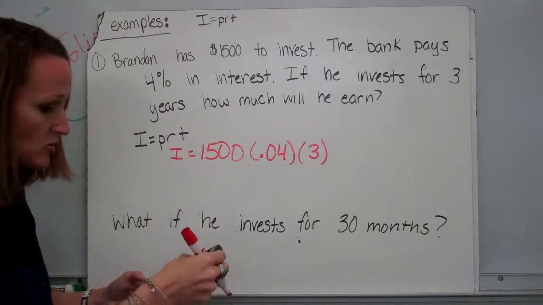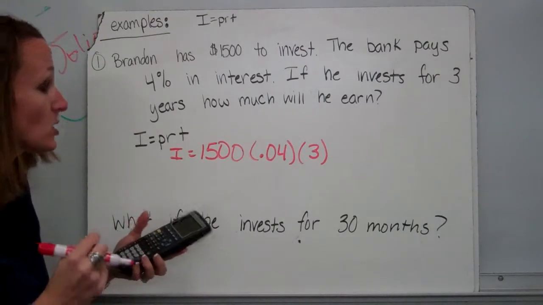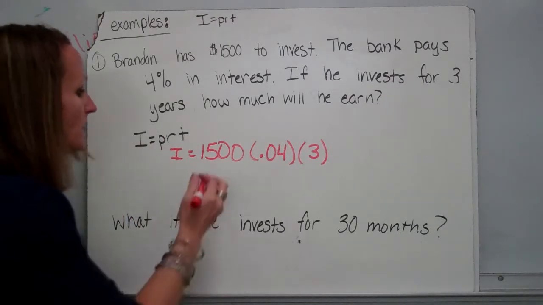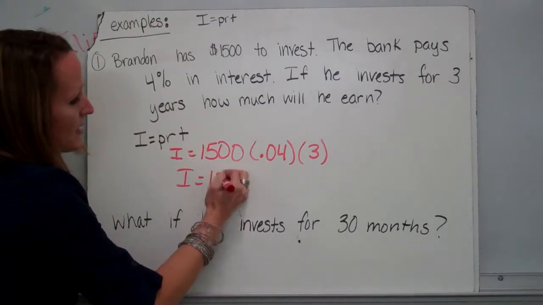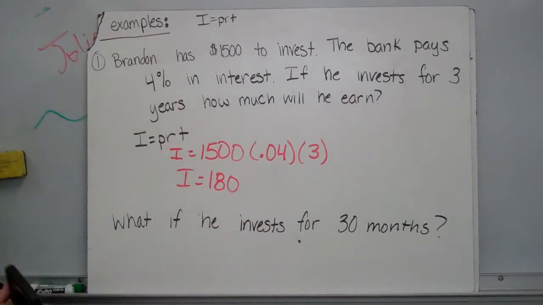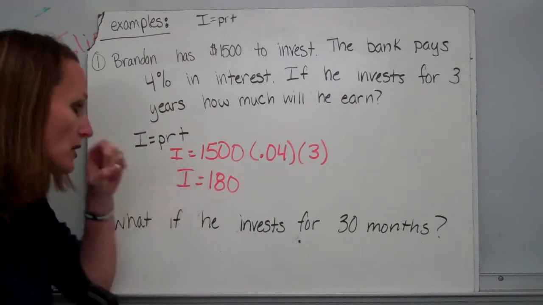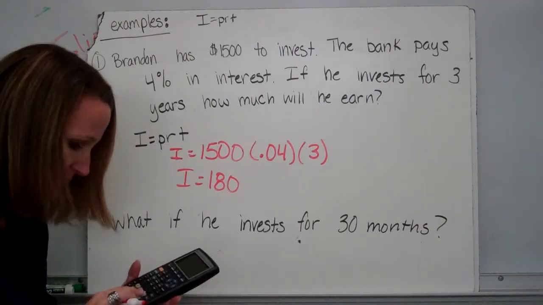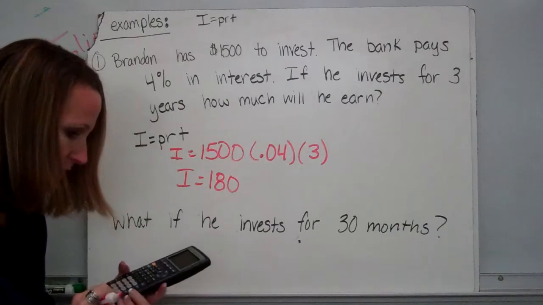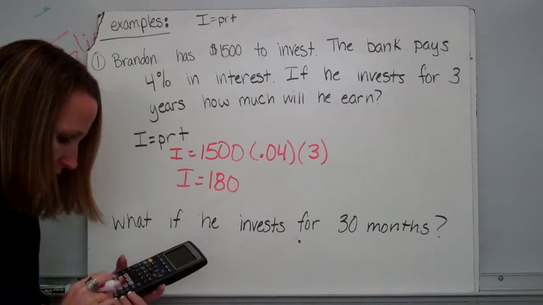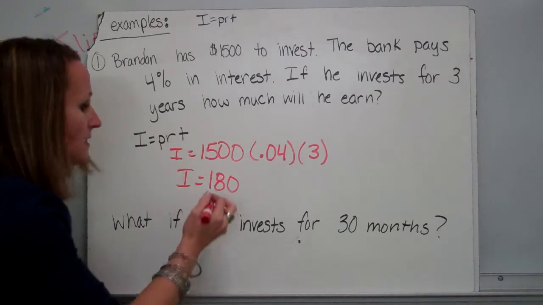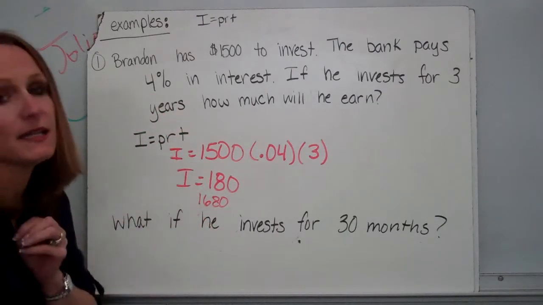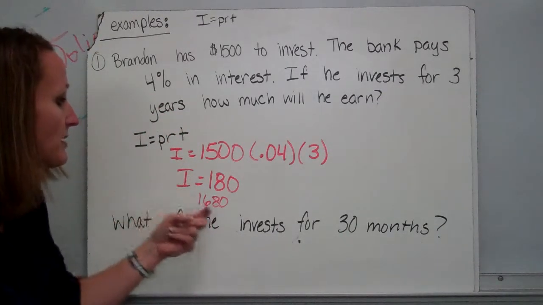To find out how much interest he earns, we would do 1,500 times 0.04 times 3. We learned that Brandon's going to earn $180. So he's going to put in 1,500, he's going to earn 180. So after those 3 years, Brandon doesn't just have $1,500. He has 1,500 plus 180. So Brandon, at the end of those 3 years, actually has 1,680. He never added any money to that account, but he now has more money because of the interest.